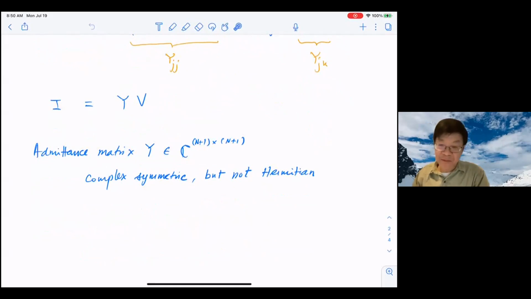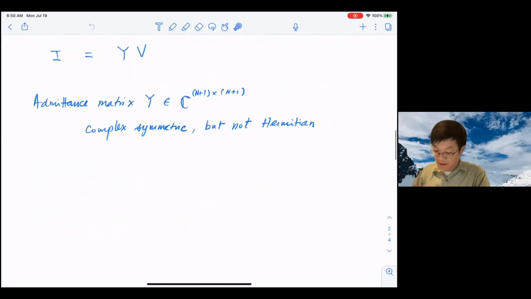An important property of this admittance matrix is that it's complex symmetric, but it's not Hermitian. And that's where a lot of the computational issues arise. But it does have some properties from being complex symmetric. And some of these properties are in the lecture notes.